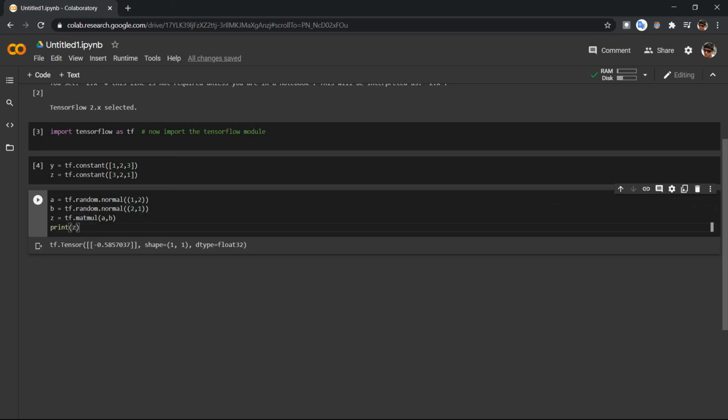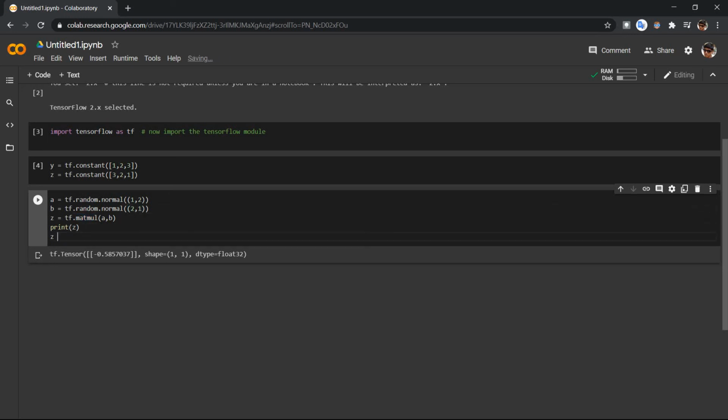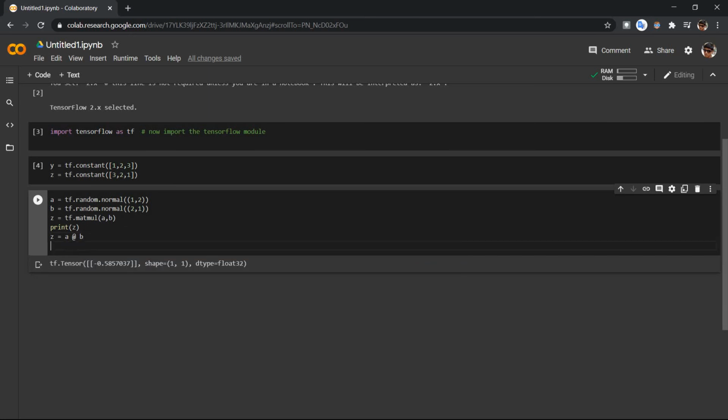Another way is using the at the rate sign. Z is equal to A @ B, and let's print Z again. And yes, we'll get the same value.